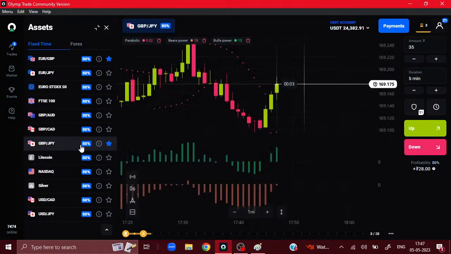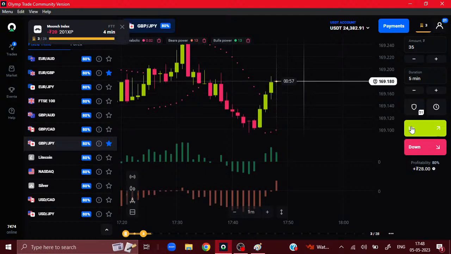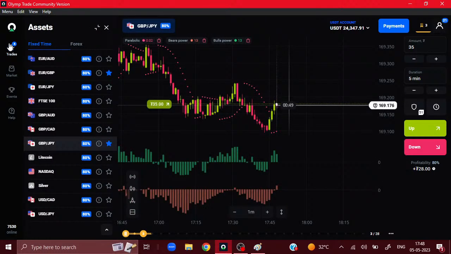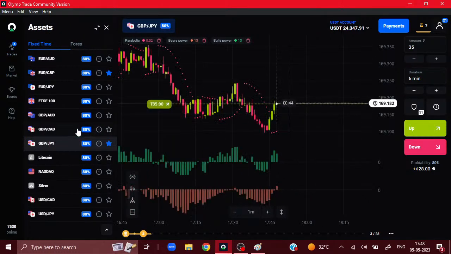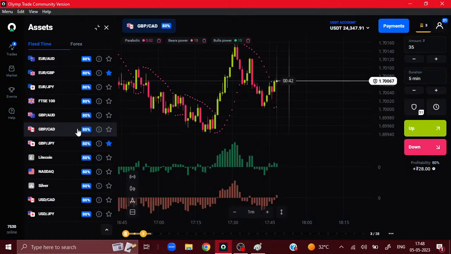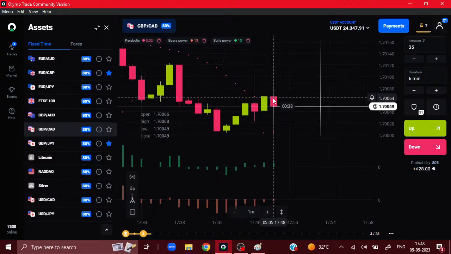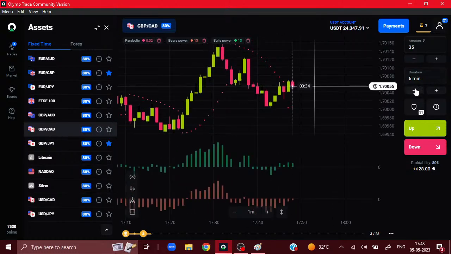Guys, in just 10 minutes from now, I will be showing you the NFP trade as well. In GBP JPY also we are having a trade in the upward direction. So 2 more trades. GBP CAD is also indicating a trade in the upward direction.